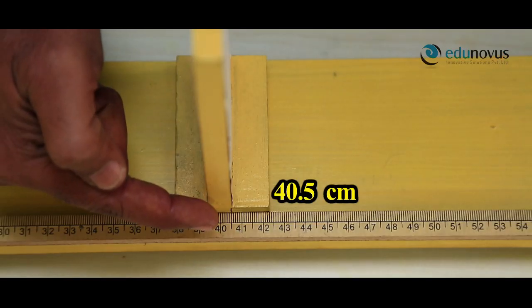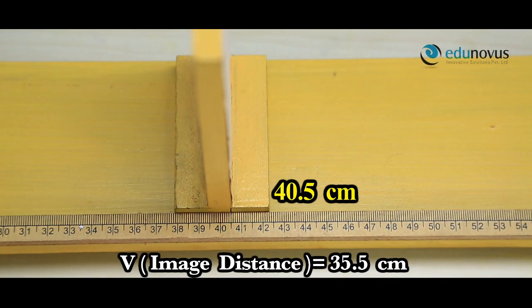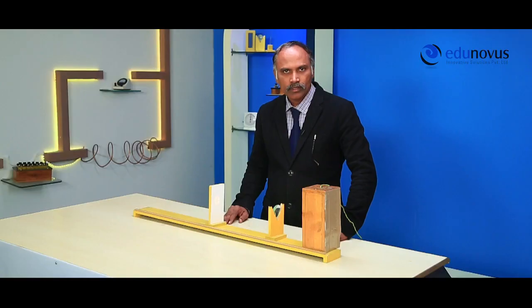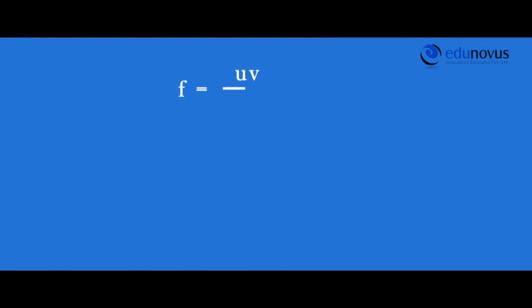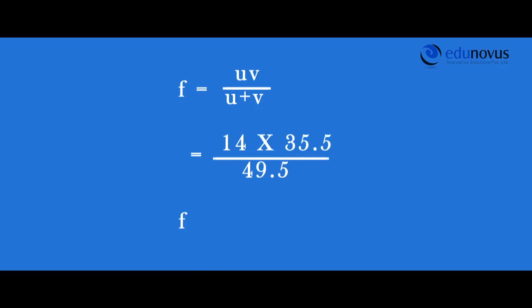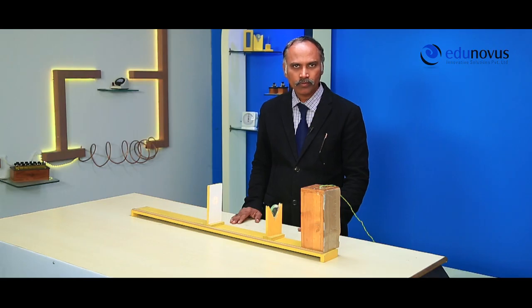The screen is at a position of 40.5 centimeters. Therefore, value of v is 35.5 centimeters. Now, knowing the values of u and v, we calculate the focal length of the convex lens using the formula f is equal to uv by u plus v. For more observations, we repeat the same procedure for different values of u and v and record the values in the observation table.